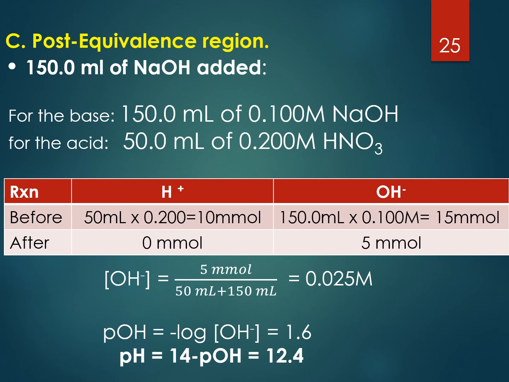when we add 150 ml, we have an excess of 5 millimole of our base. That gives us a hydroxide concentration of 0.025, so you can calculate pOH. We get 1.6, so we can get a pH. Remember, pH and pOH add up to 14, so we just subtract pOH from 14. We get a pH of around 12.4 here.